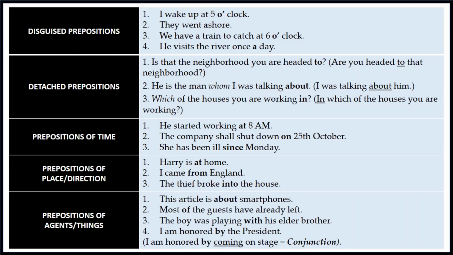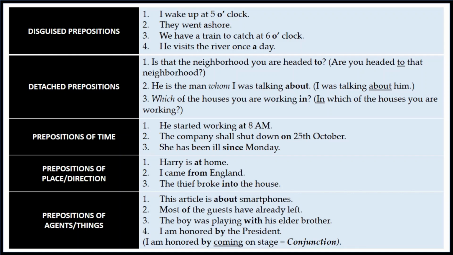Prepositions of place or direction. Harry is at home. At, home: home is a noun, a place. I came from England. England is a place. The thief broke into the house. The house is a place. Therefore, at, from, into are considered prepositions of place or direction.